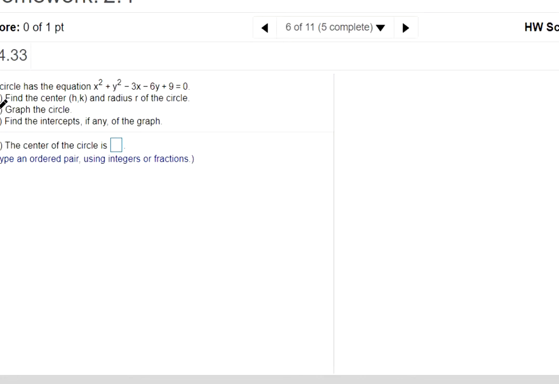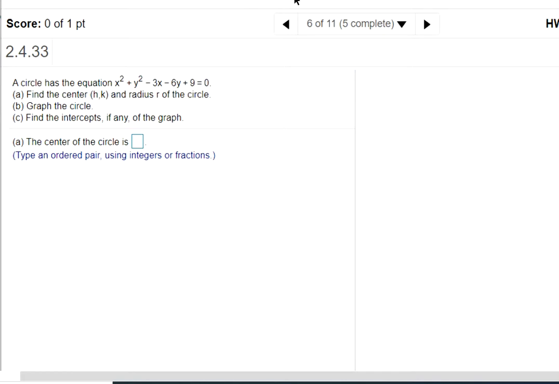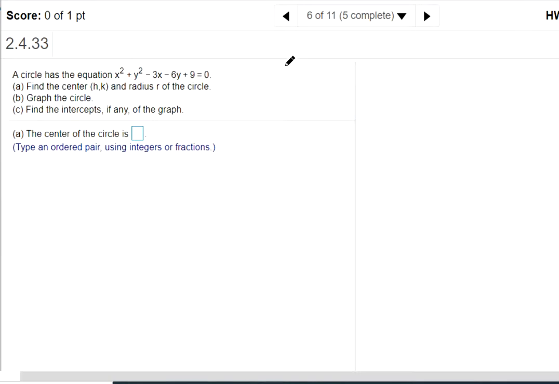So they tell us the circle has the given equation. We're supposed to find the center and the radius. Like with a line, we have y equals mx plus b as kind of a go-to form. Same thing with this circle. With circles, this is our go-to form.